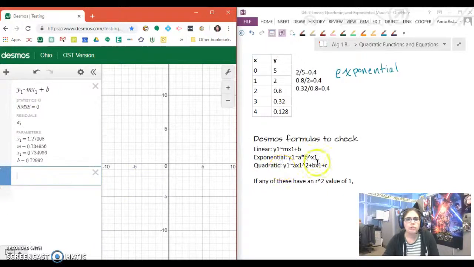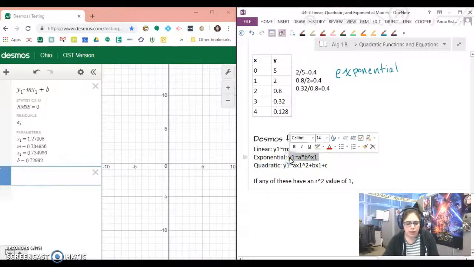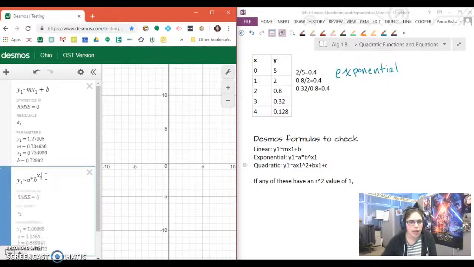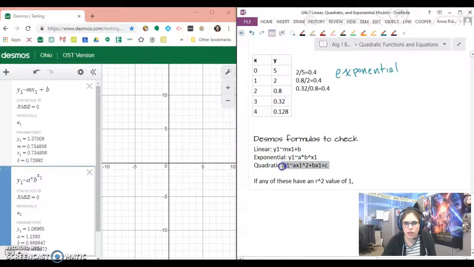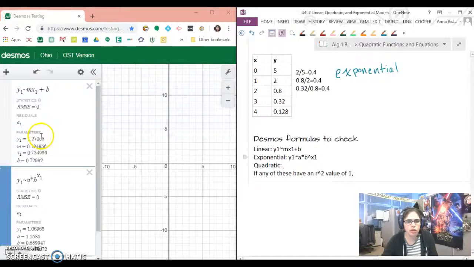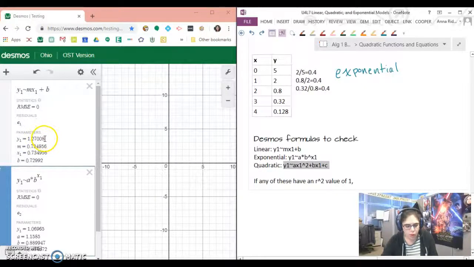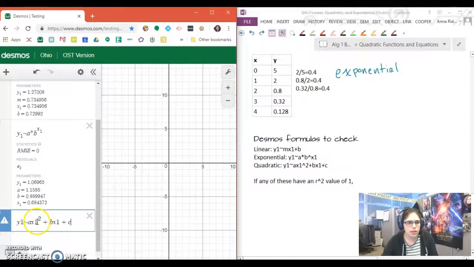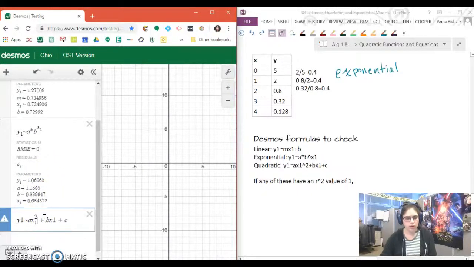So for right now, I'm just going to put the formulas in there, and then I'm going to put the table in there. And the table is going to have an X1 and a Y1, and that is what is going to tell us all the information that we need. So for right now, I'm just putting all three of the formulas in there. And then we're going to see in a second what happens.